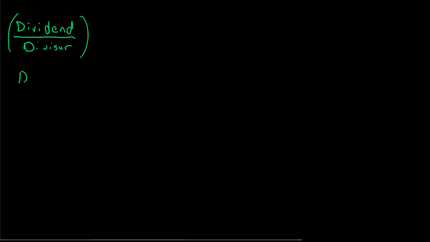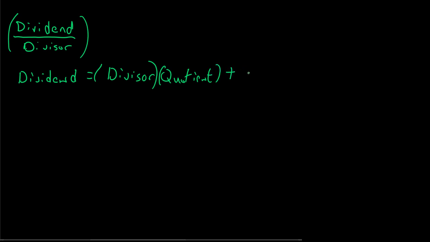Particularly, the dividend comes that if I were to take the divisor and multiply it by the quotient, and add the remainder over the divisor.